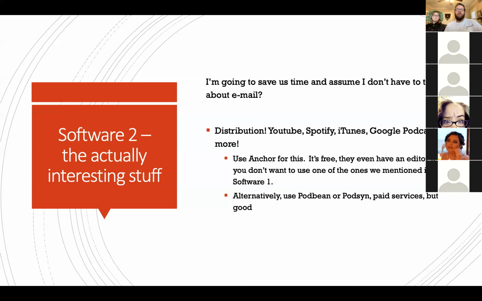If you don't want to use Anchor, there is Podbean or Podsign. Those are both paid services. They're not subsidized by Spotify, so they have to make their cut somewhere. They're fantastic services, though. They'll put together essentially an RSS feed, which you can then sort of syndicate out to those other services. You can look up a YouTube tutorial on it. It takes maybe 5 minutes once you've paid for the service and got it up and running.